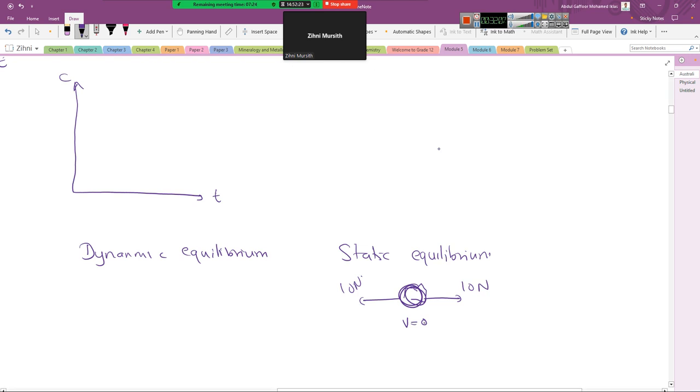So this is called static equilibrium. What do you call this? Static equilibrium, where it doesn't move at all. Static equilibrium means the object is in stationary state.